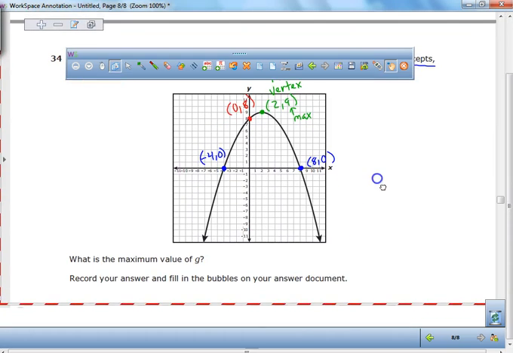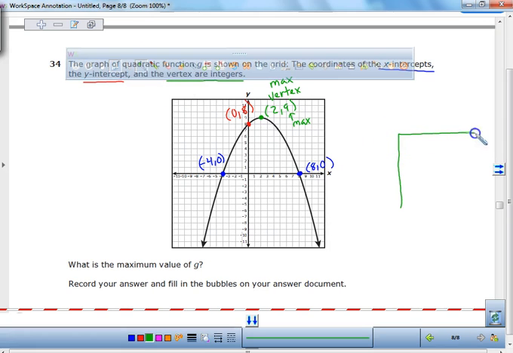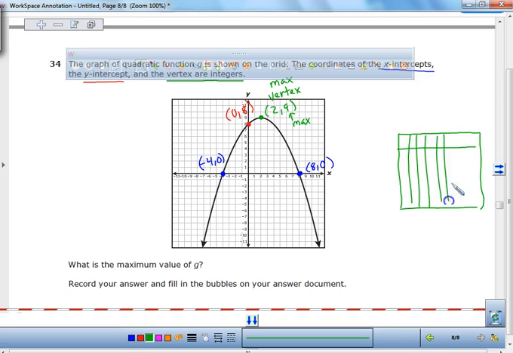Do you have to write it in? Oh, it says, record your answer and fill in the bubbles. So what you would do is, if there was a box, you have these boxes and they have a whole bunch of bubbles. It looks like this, all right? So basically, you just put a 9 here. Now you could actually put a 9 over here if you wanted to. Just don't put a negative. Make sure you keep it positive.